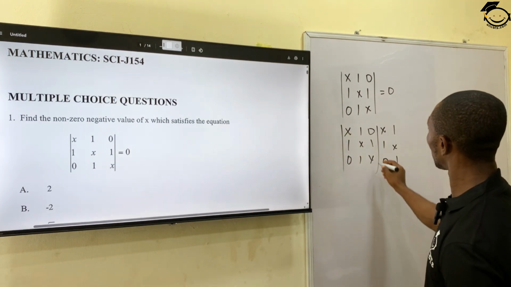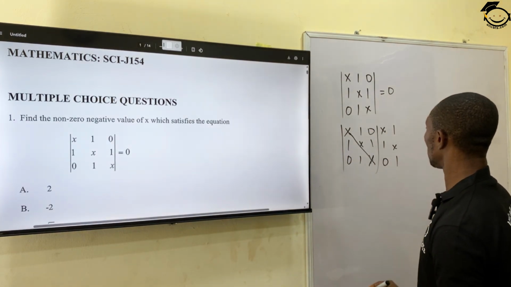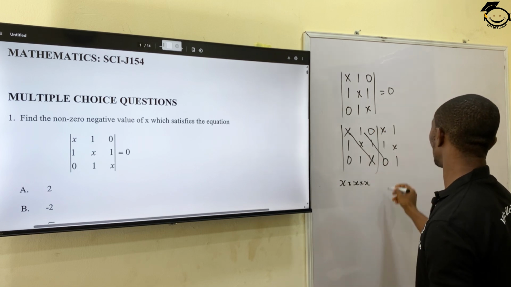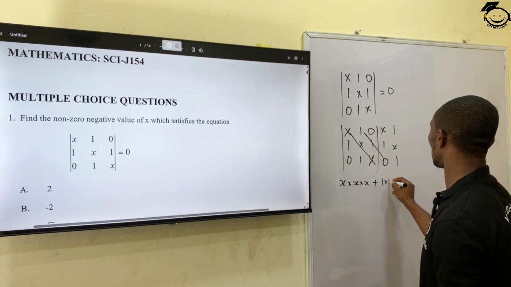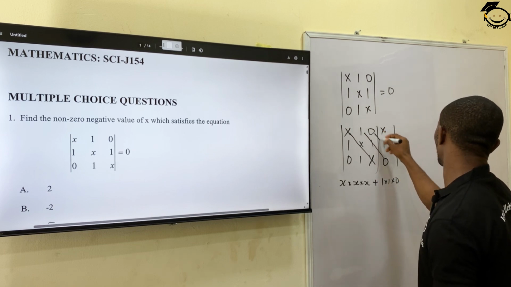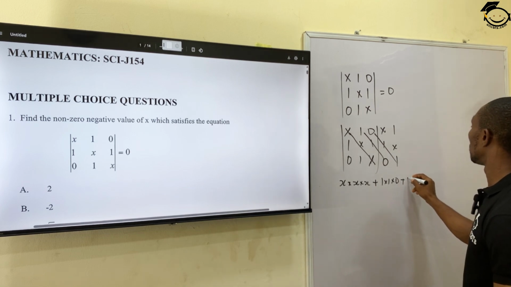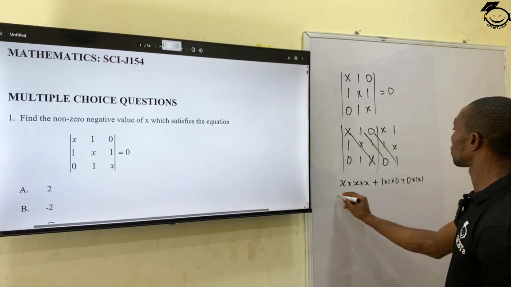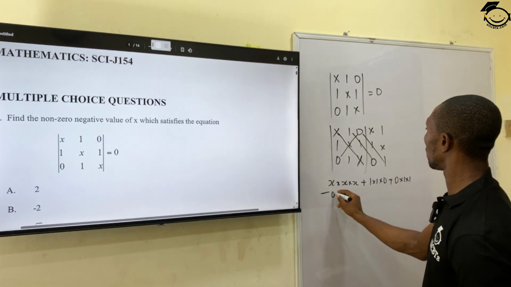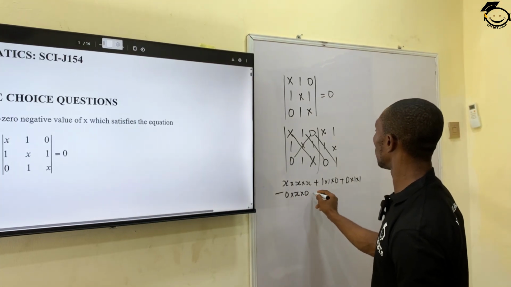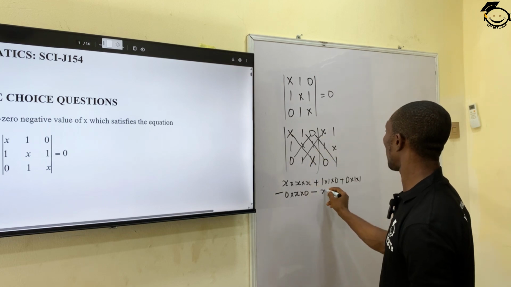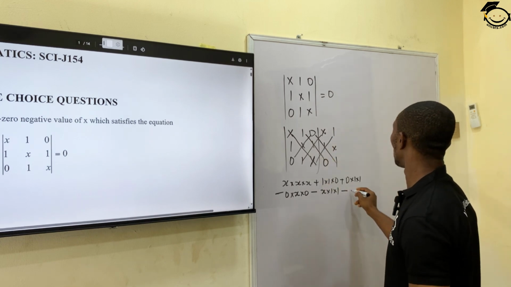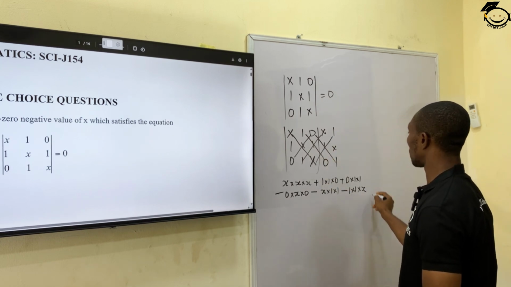Now, for us to find our determinant, we'll multiply this through. This becomes x times x times x. Multiply this through, this becomes plus 1 times 0, and multiply this becomes plus 0 times 1 times 1. Okay, now we subtract: minus this is 0 times x times 0, minus x times 1 times 1, and minus this 1 times 1 times x.